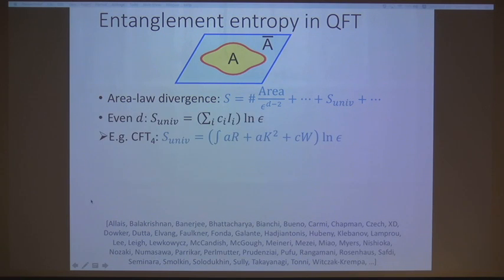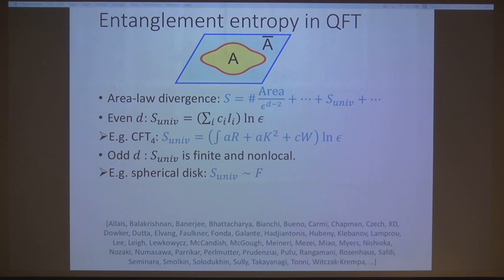Just to be concrete, we have two cases, when D is even or when D is odd. If the dimension of the spacetime is even, then the universal term is logarithmically divergent as log epsilon with a coefficient that is generally a superposition of conformal invariants that we can construct on the entangling surface. As a very concrete example, if we consider a four-dimensional conformal field theory, then the coefficient is a sum of three terms with coefficients determined by the central charges A and C of the theory. The first term is A times the integral of the induced Ricci scalar on the entangling surface. The second term is an extrinsic curvature term, which can be schematically written as K squared. And the third term is a particular contraction of the Weyl tensor integrated on the surface. So those are the three conformal invariants that we can construct in such dimensions.